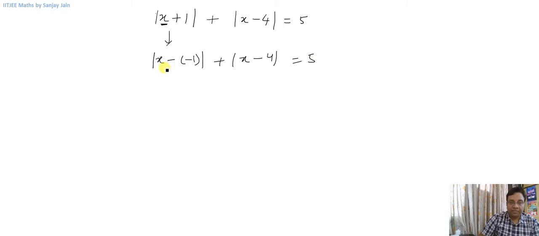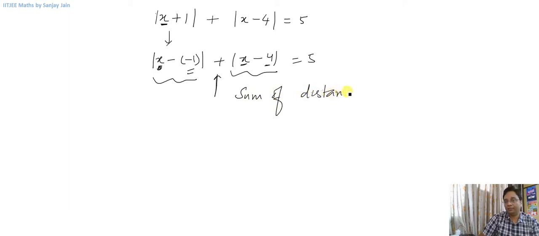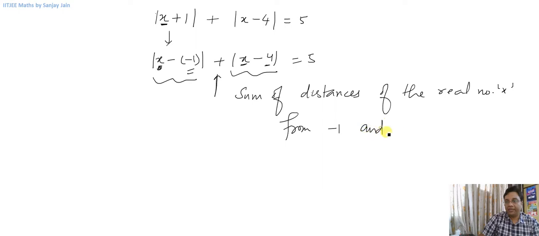So what I'm saying here is, there is a real number x, the distance of which from -1 and the distance of which from 4. So the sum of distances of the real number x from -1 and 4 is equal to 5.